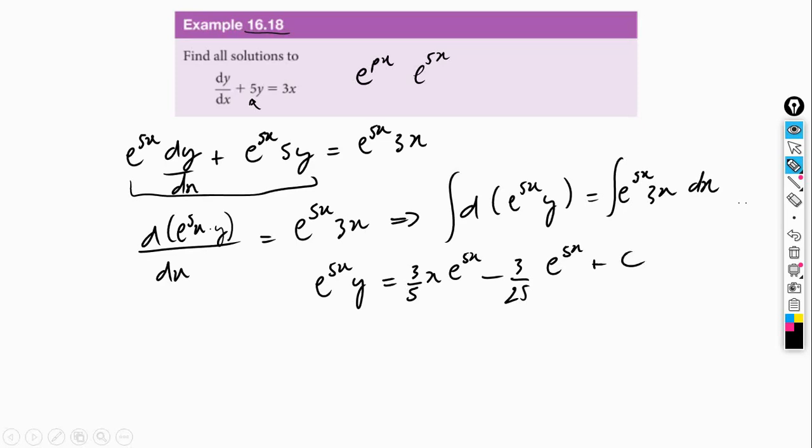Now we divide both sides by e to the power of 5x, and we get y equals 3/5 x minus 3/25 plus constant c times e to the power of minus 5x.